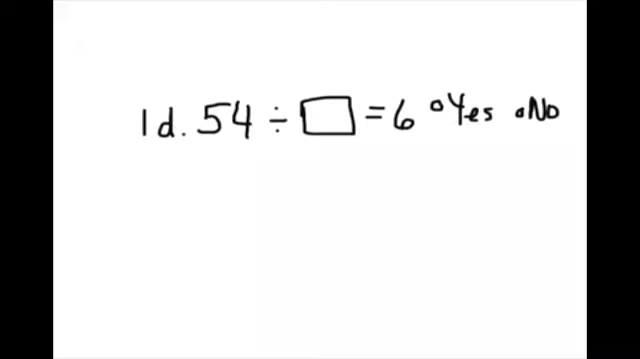All right, this is the last problem that we need to test out. So we have 54 divided by blank equals 6. We need to know if I put a 7 in that blank, is that true or not? So 54 divided by 7 equals 6. I need to think about that. And I want you to think about that right now. So I want you to ask yourself, does 54 divided by 7 really equal 6?